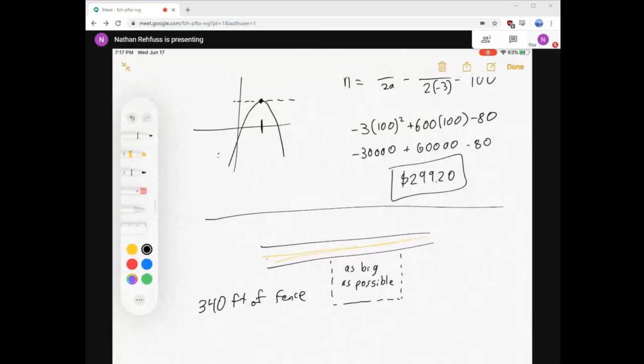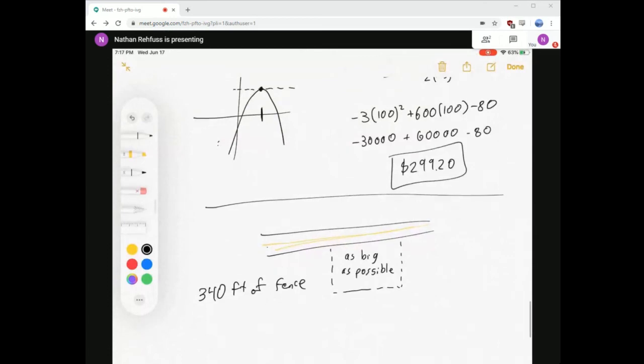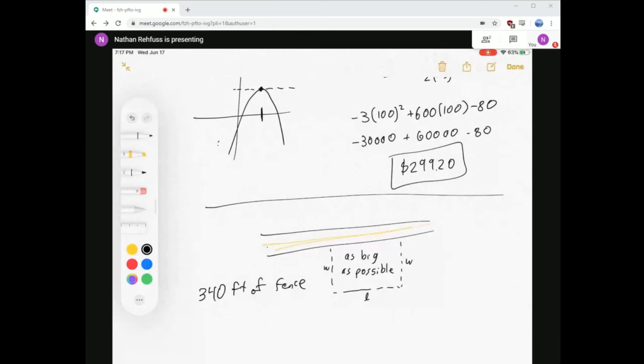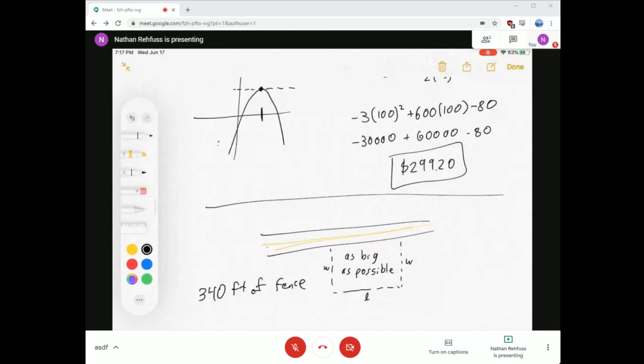So here's what we do. If this is going to be a rectangle, then it's got to have a length and a width. So we've got the length here and the width here and here. We don't have to put fence along the road. The road is a natural boundary. So we've got length and 2 widths. And together, those have to be 340 feet.